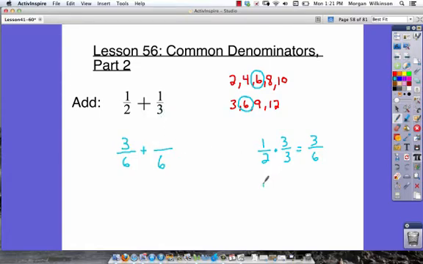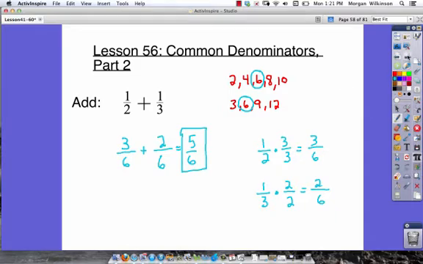1/3 is equal to how many out of 6? 3 times 2 is equal to 6. 1 times 2 must be equal to 2. We always multiply by the same values when we rewrite our fraction. So now we have 3/6 plus 2/6 must be equal to 5/6. And we've got our answer for this problem. We're all done. The important part was coming up with that common denominator and rewriting our fractions.